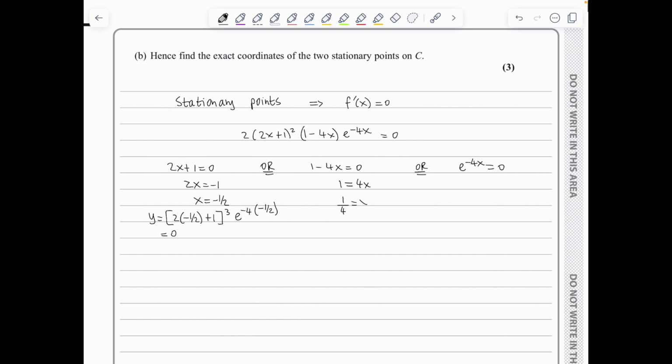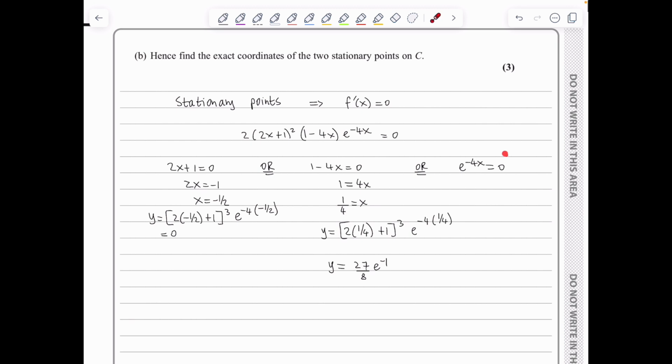Now for 1 minus 4x is 0, we get 1 is equal to 4x, and therefore x is a quarter, and I will proceed in finding the corresponding y coordinate. We've got y is equal to (2 times a quarter plus 1) raised to the power of 3 times e to the minus 4 times a quarter. So the bracket raised to the power of 3 is giving me 27 over 8, and the e to the minus 4 times a quarter is e to the minus 1. So that's the y coordinate of the second stationary point.